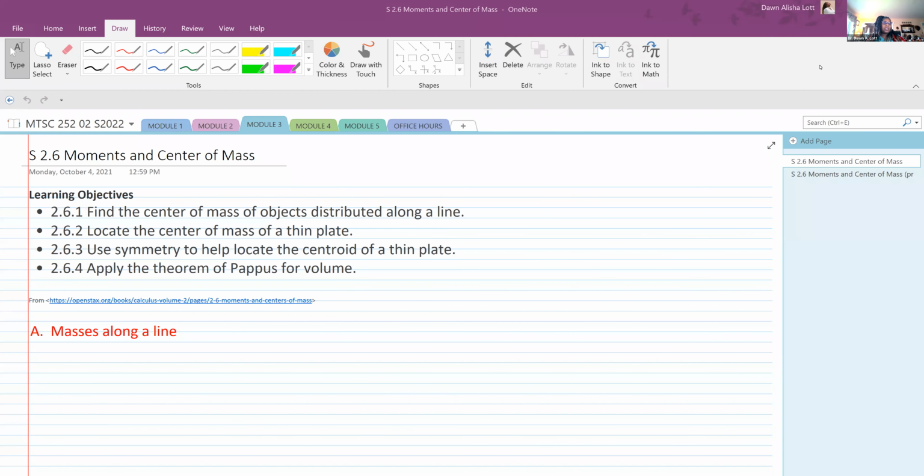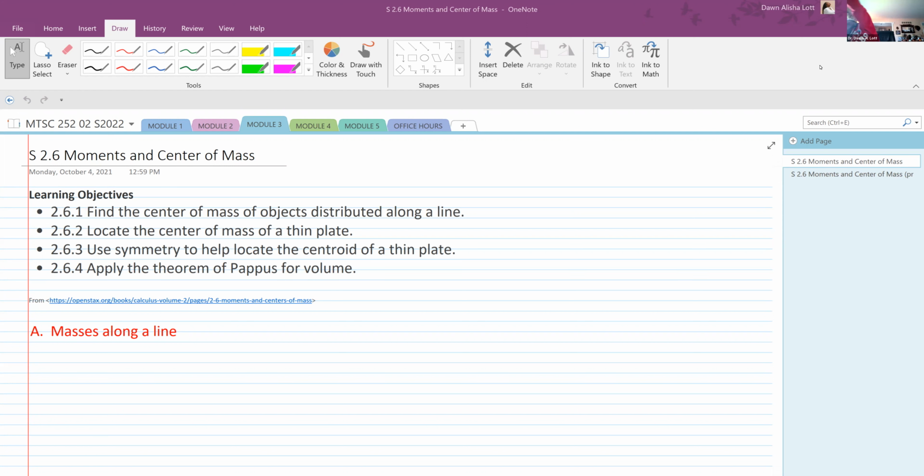Okay, so in this section, we're going to be finding moments and center of mass. We're going to be finding the center of mass of an object distributed along a line or a thin wire, locate the center of mass of a thin plate, use symmetry to help locate the centroid of a thin plate, and apply the theorem of Pappus for volume.